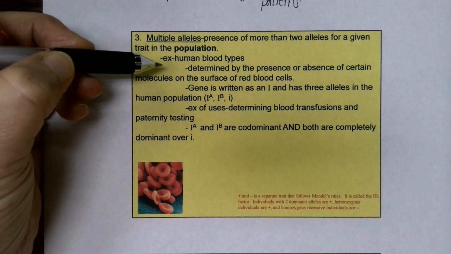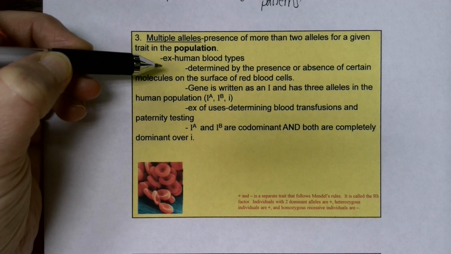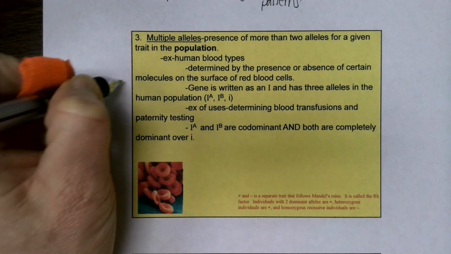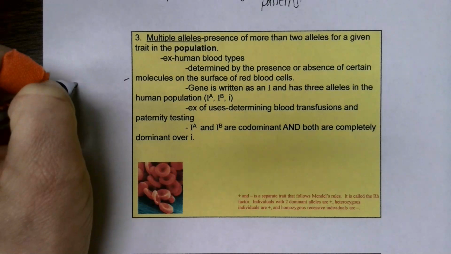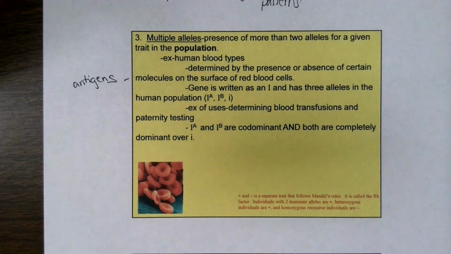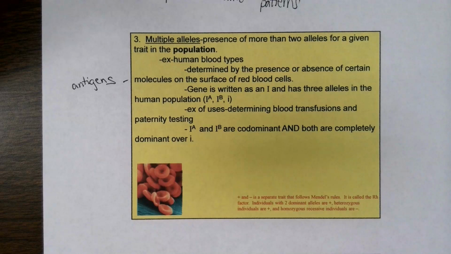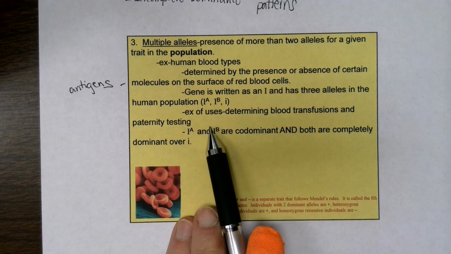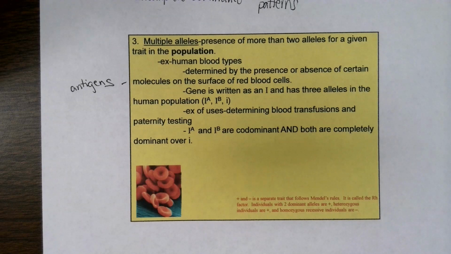Okay, so this is determined by the presence or absence of a certain molecule on the surface of the blood cells, specifically the red blood cells, all right? And that molecule is called an antigen, okay? And so I'm going to write that over here. These molecules are called antigens, okay? And so our cells are either marked with these or they're not, just depending on what your blood type is. Right, and so just as far as some examples, this is really important for blood transfusions, paternity testing, some other things we'll talk about, but those are just a couple of examples.